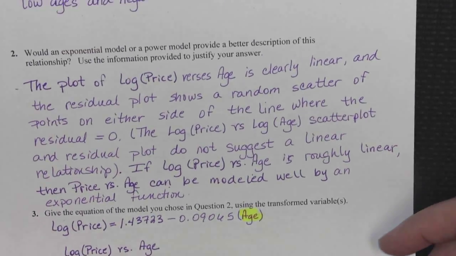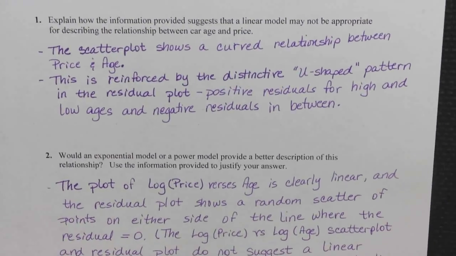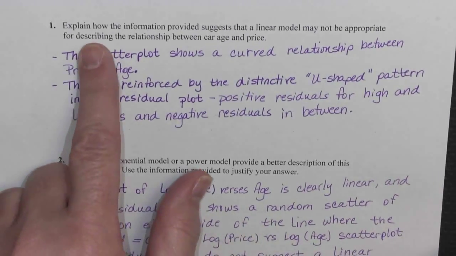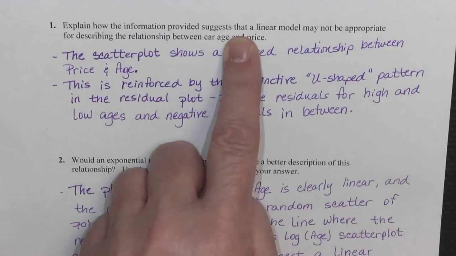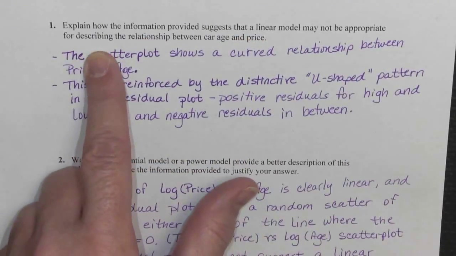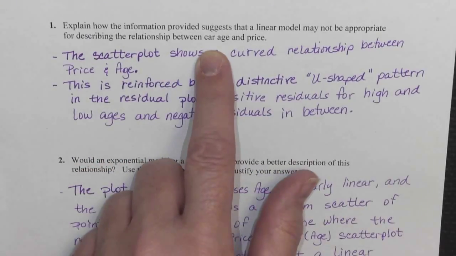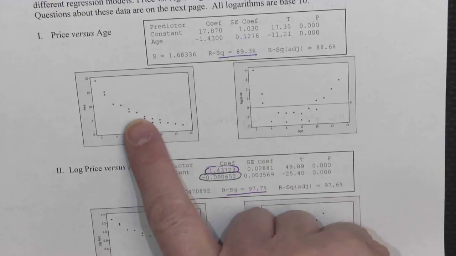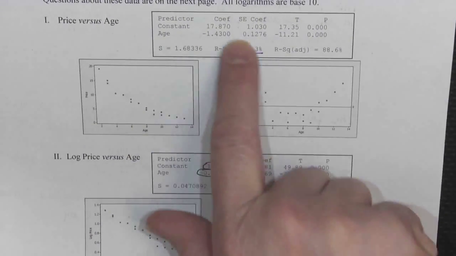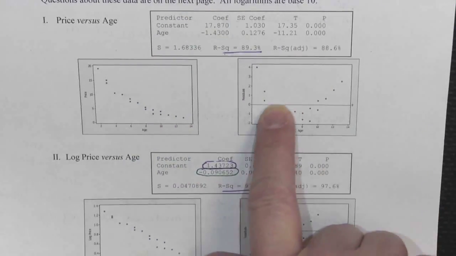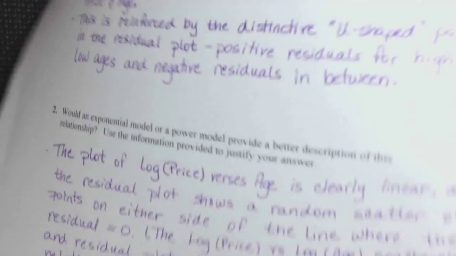So we basically answered the questions, but here's the formal way to do so. Explain how the information provided suggests that a linear model may not be appropriate for describing the relationship between the car age and the price. So we're looking back at this one again. We kind of already talked about it, but we'll go through it formally. Why is this not a good linear regression?